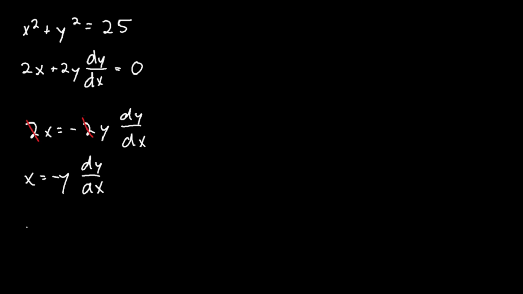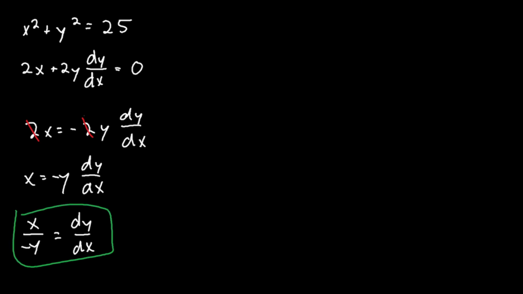Correct? If we divide by negative y on both sides, we get x over negative y is equal to dy over dx. And then this right here is your derivative. There you go. Just do a little bit of algebra once you take the implicit derivative. And then you can get your isolated function for your implicit derivative.